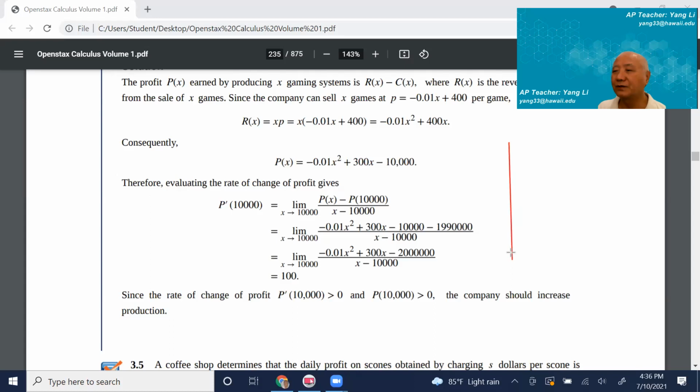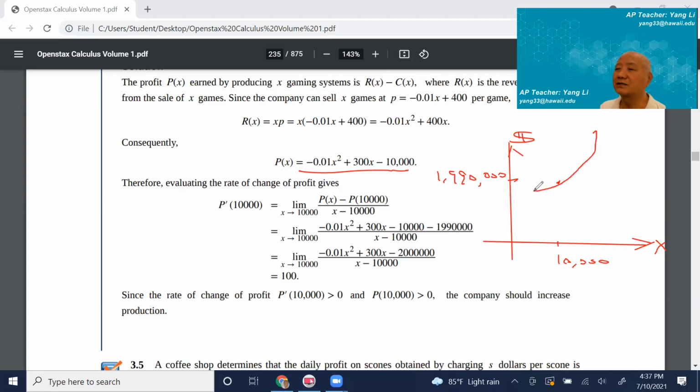For example, you have this here. This is the X production level, and this is the money, the profit. For example, this is the 10,000 production level, and your profit here is 1,990 and three more zeros, like this. At this point right now, we don't know how the graph looks. Of course, you can graph this one, no problem, but we don't need it. We just say, suppose like this, okay?